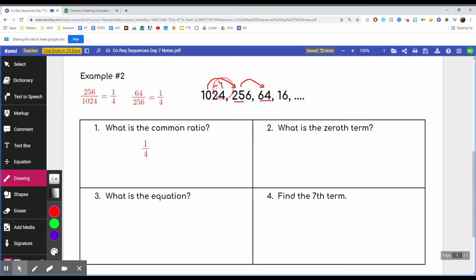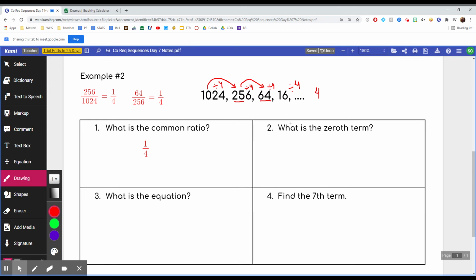So if I get 1024 divided by 4, I get 256. 256 divided by 4, I get 64. 64 divided by 4 gives me 16. And if I keep going, 16 divided by 4 gives me 4. So that would be the next term. And I would keep dividing by 4 to keep going on the sequence.